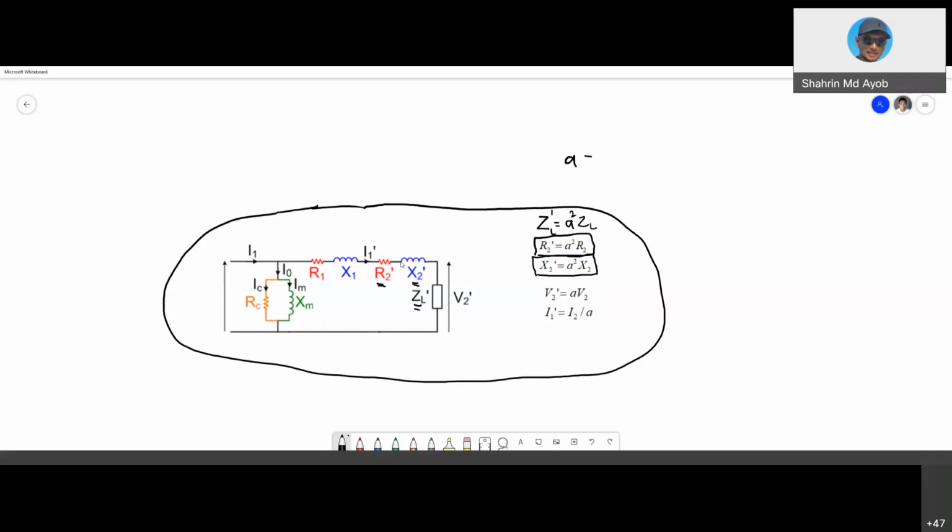What is A? A is the number of turns, N1 over N2. So this is very important. Okay, and this is only for the impedance. As you can see, all must be multiplied by A squared. And for the voltage, if you transfer from the secondary to the primary, you need to multiply by A, and for the current it is actually division. Okay, so this is what I highlighted during my pre-recorded video last week.